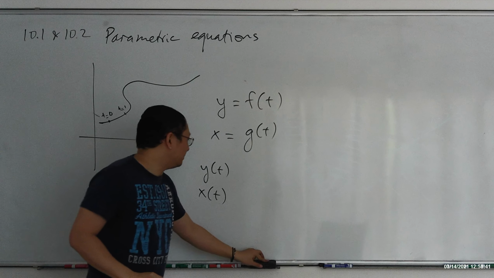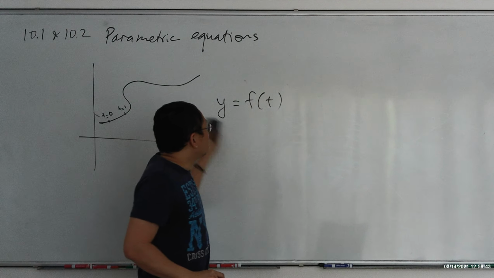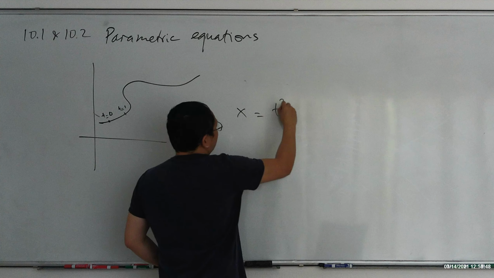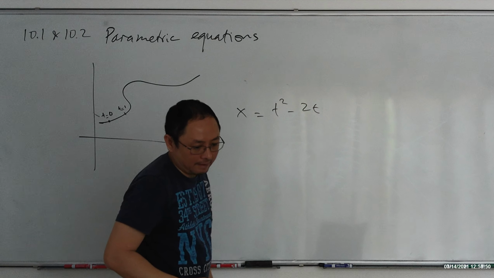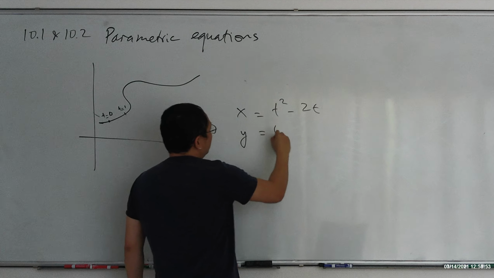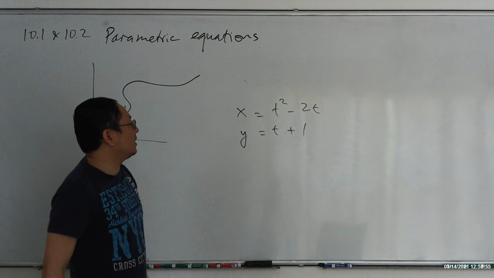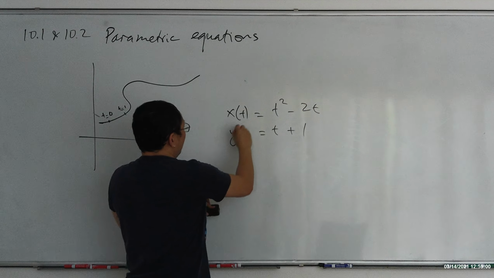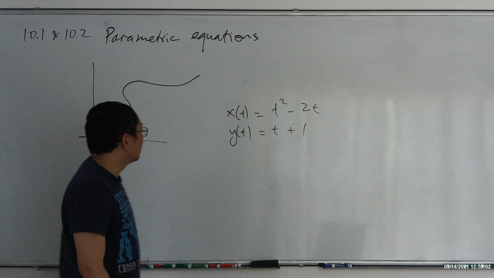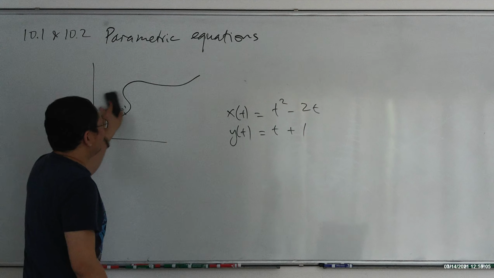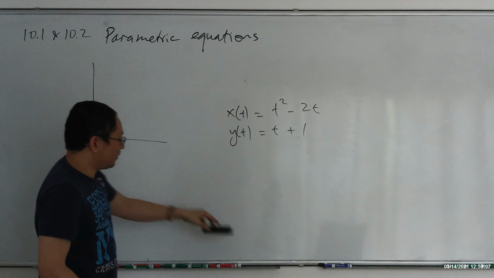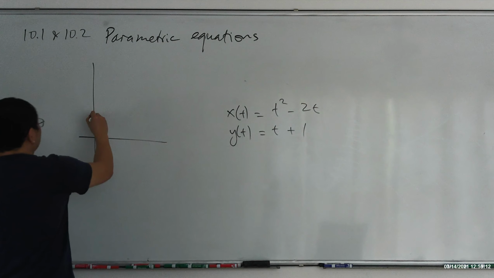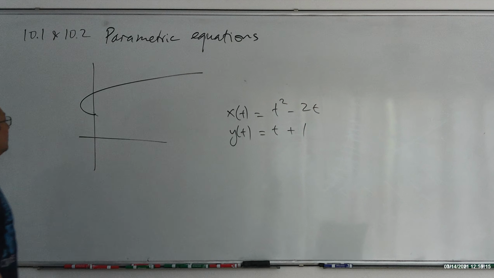So for example, say I have x equal to t squared minus 2t, and y equal to t plus 1. You see, x is a function of t, so you can write it the way I mentioned, x(t), and then y(t), which is another function of t. All right, and if you graph this parametric equation, you're going to see something like this, like a parabola that looks like that.